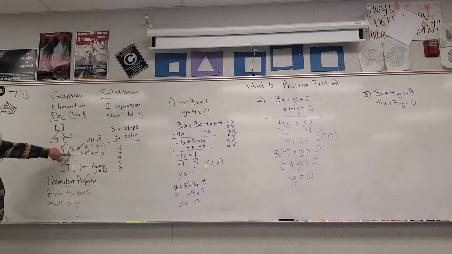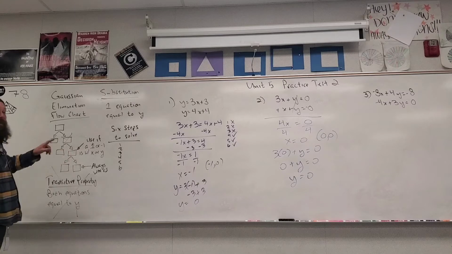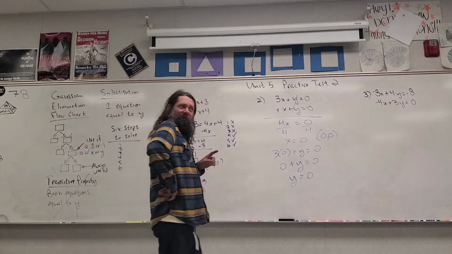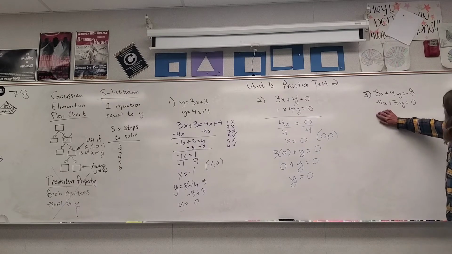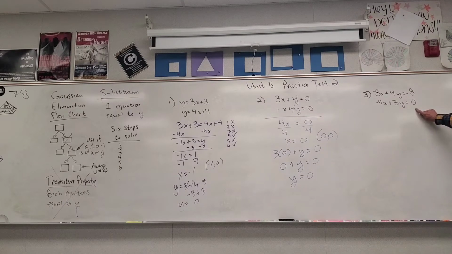Can I multiply one equation by a number and make somebody cancel? In this case, you can. Even though somebody is not equal to 1 in this, we can do that. I can multiply the bottom equation by -2, and that's going to give me a positive 8x, and that minus 8x will cancel.